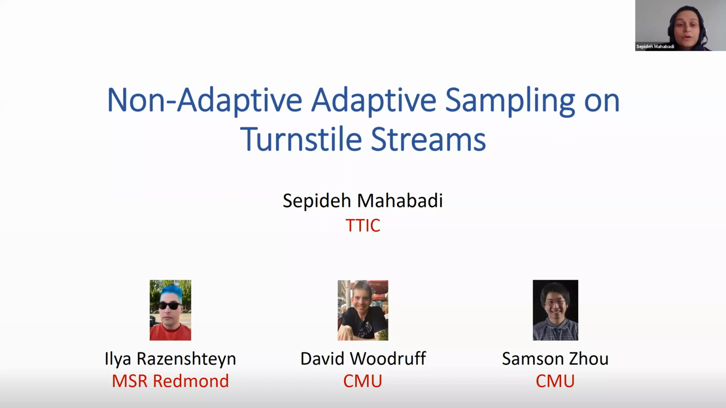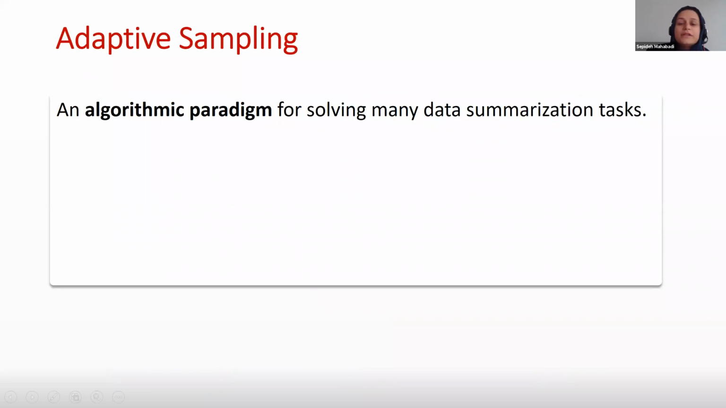So today I'm going to tell you about non-adaptive adaptive sampling on Turnstile streams. It's a joint work with Ilya Razenstein, David Woodruff and Samson Zhu. Okay, so what is adaptive sampling? Adaptive sampling is an algorithmic paradigm for solving many data summarization tasks.